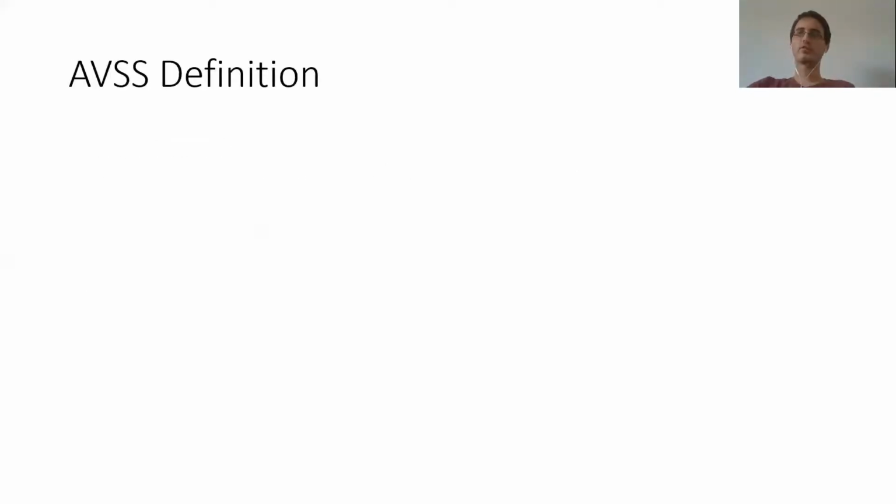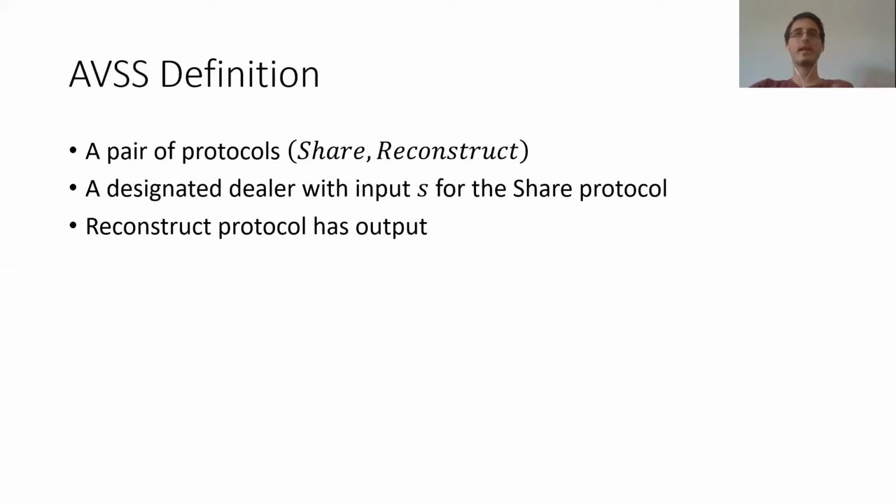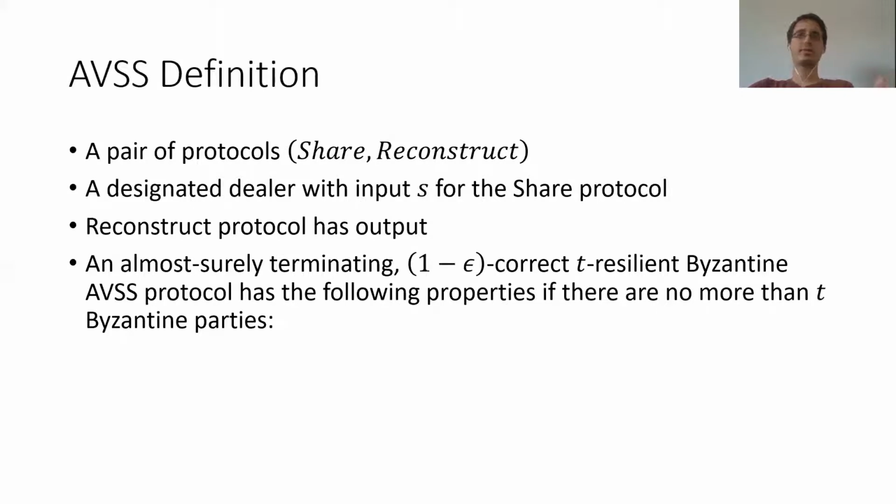All right, so now for a formal definition of AVSS. AVSS is a pair of protocols, share and reconstruct. There's a designated dealer that receives some input S for the share protocol, and the reconstruct protocol has an output. An almost surely terminating 1 - epsilon correct T-resilient Byzantine AVSS protocol has the following properties if there are no more than T Byzantine parties.